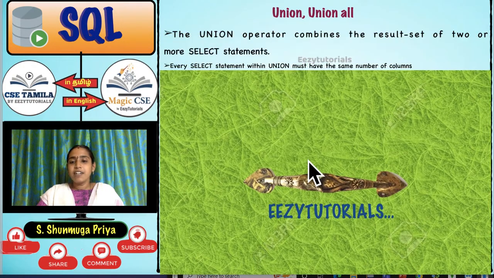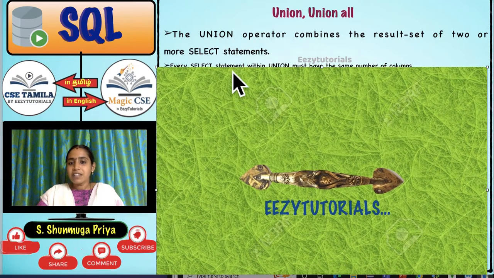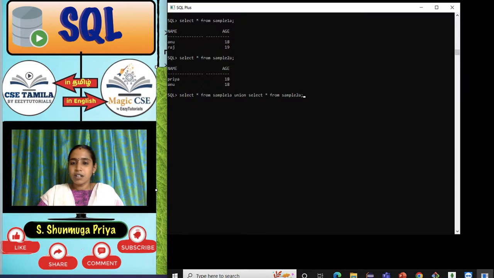We'll see the difference. There are some criteria to use union and union all. We'll see the demo first. I have two tables, sample 1A and sample 2A. Both tables have name and age. The column names are the same, and the data types are also the same. In the first table 1A, I have two records, Anu and Raj. In the second table sample 2A, I have two records, Priya and Anu. So here Anu is common, right?